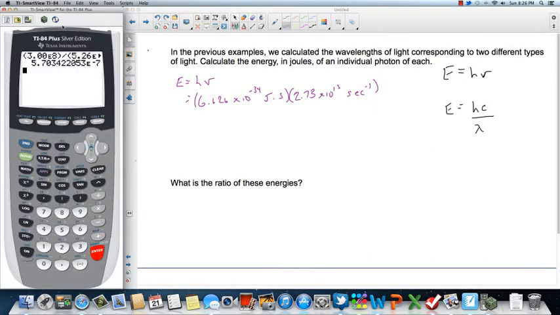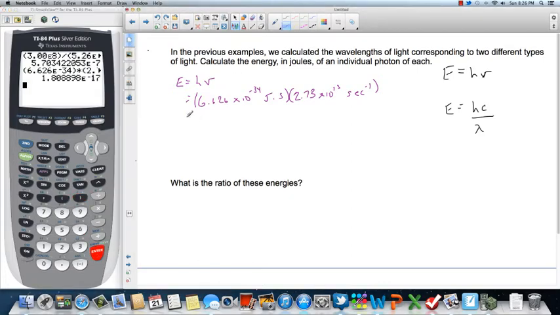So we go over into the calculator, open parentheses, 6.626 times 10 to the negative 34th joule seconds times, open parentheses, 2.73 times 10 to the 16th inverse seconds. And what we find is something really small, 1.81 times 10 to the negative 17th joules. That's not a lot of joules at all.